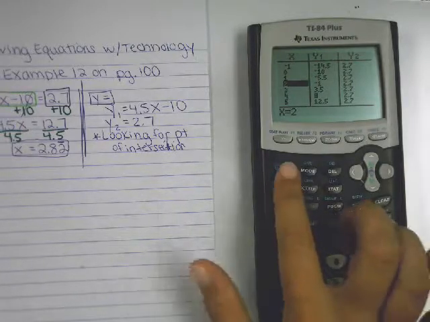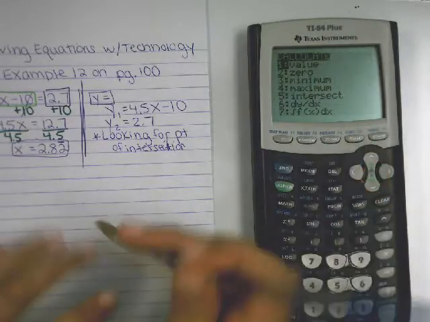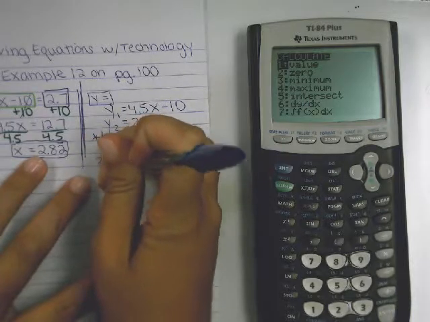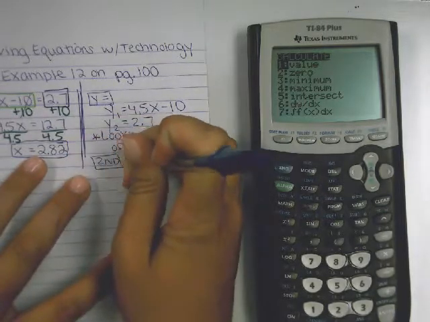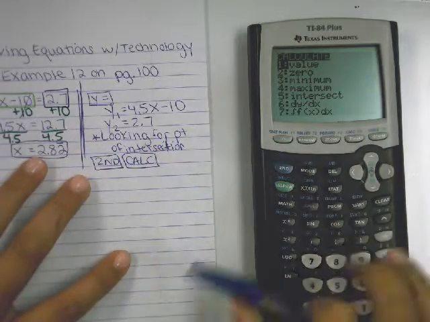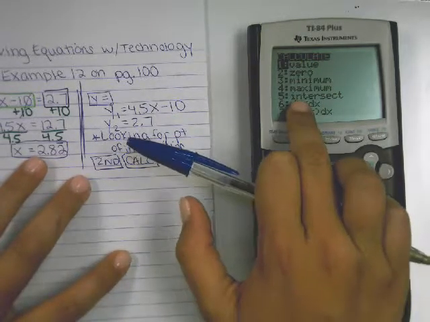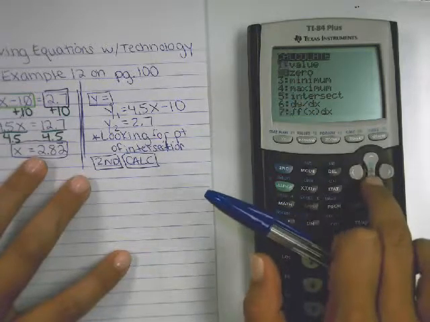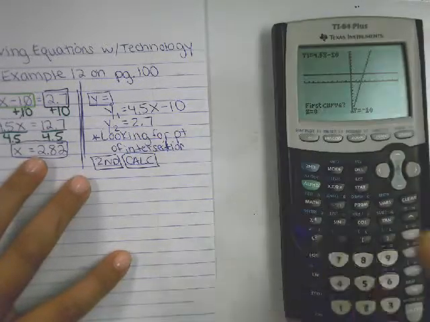So when it doesn't work, we press second, calc, which is right above trace here. And we want to find the intersection point, which is 5. Enter.